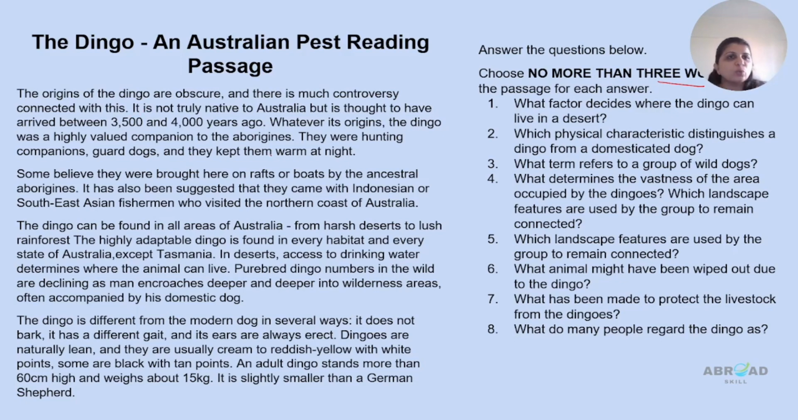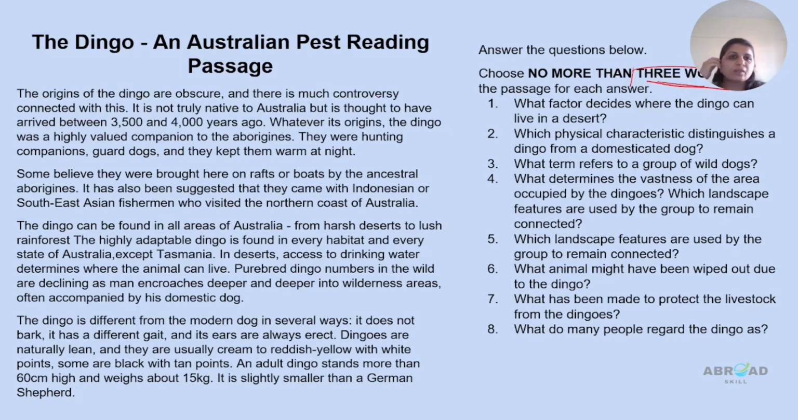So the first question is, what factor decides where the dingo can live in the desert? Okay, so you're not expected to write the entire sentence the way we wrote in our school and college days, like the factor which decides where dingo can live in a desert is something like this. You are not supposed to write the entire sentence. You're supposed to write the answer only in the word limit which is mentioned in the instruction, that is not more than 3 words. Okay, so remember this. Alright.